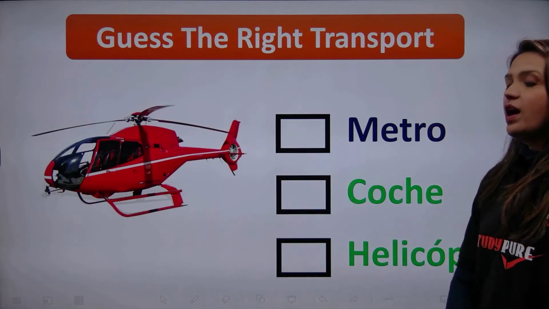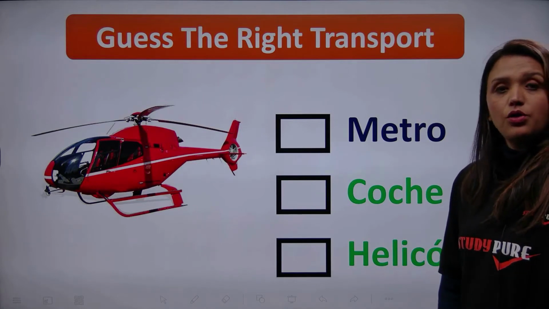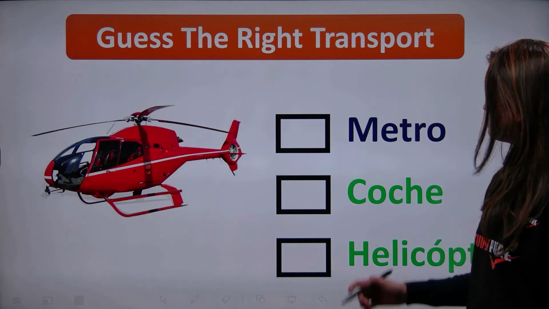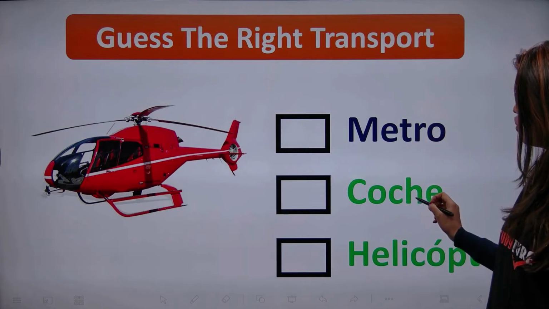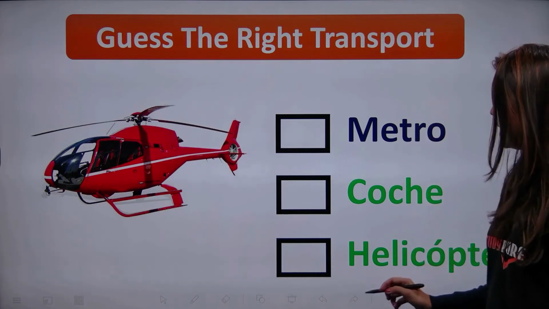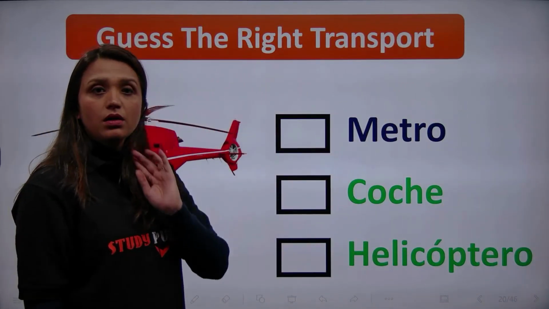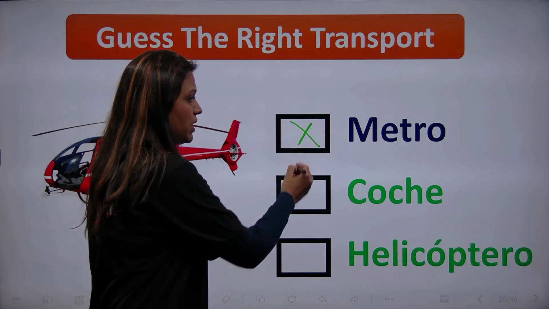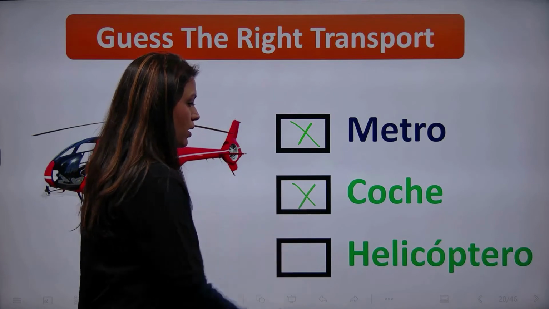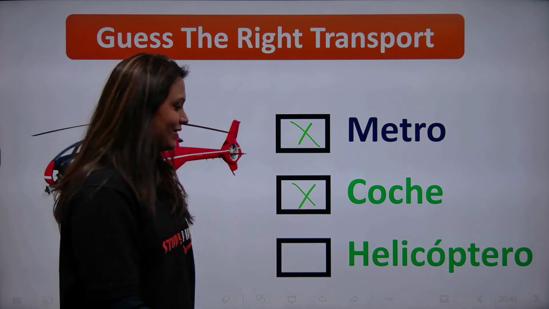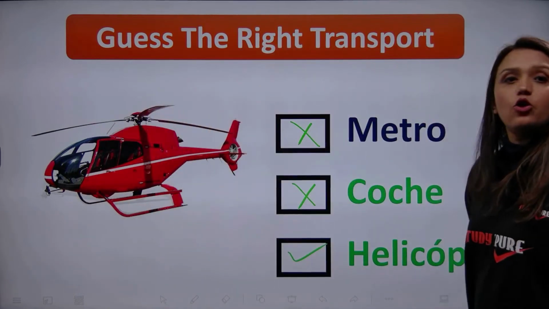Now, what do we have? We have a helicopter. And how do we call a helicopter in Spanish? Metro, coche, or helicóptero? Which one do you think it is? Is it a... No, not a metro. No, not a coche. Correcto, helicóptero. That's correct. It's a helicóptero.